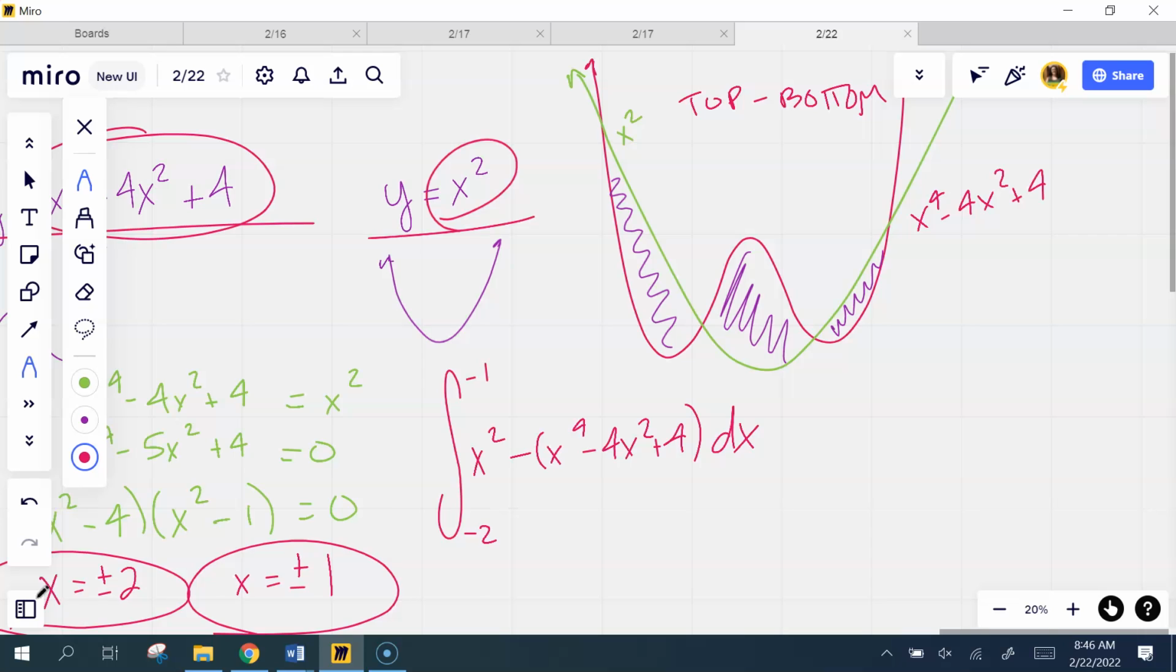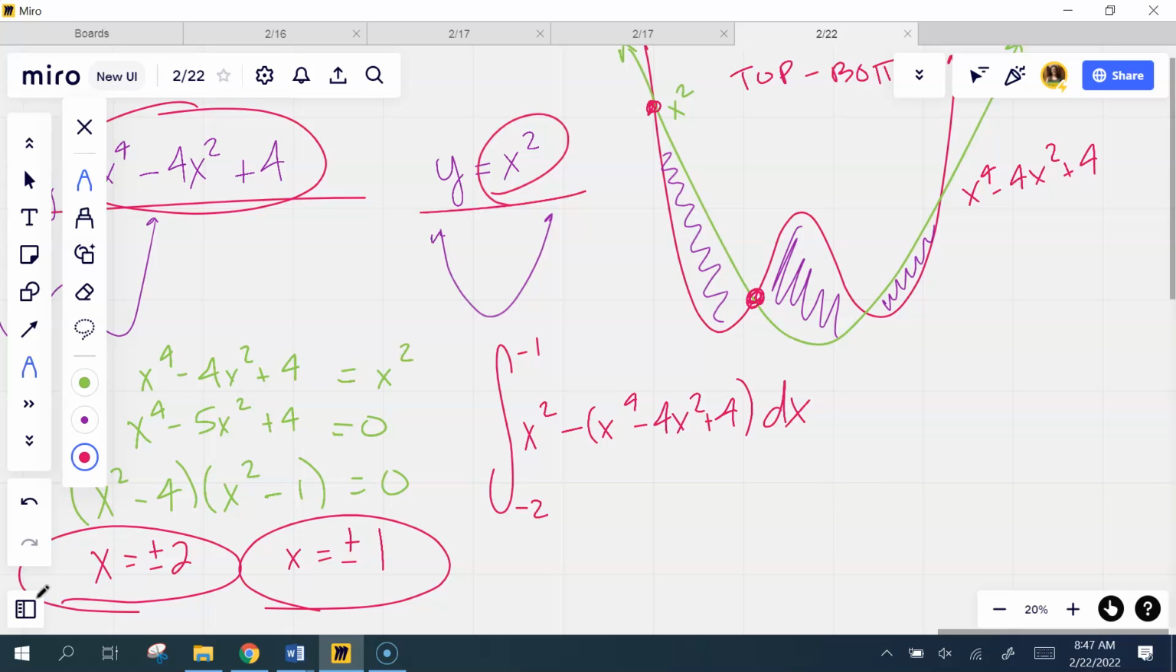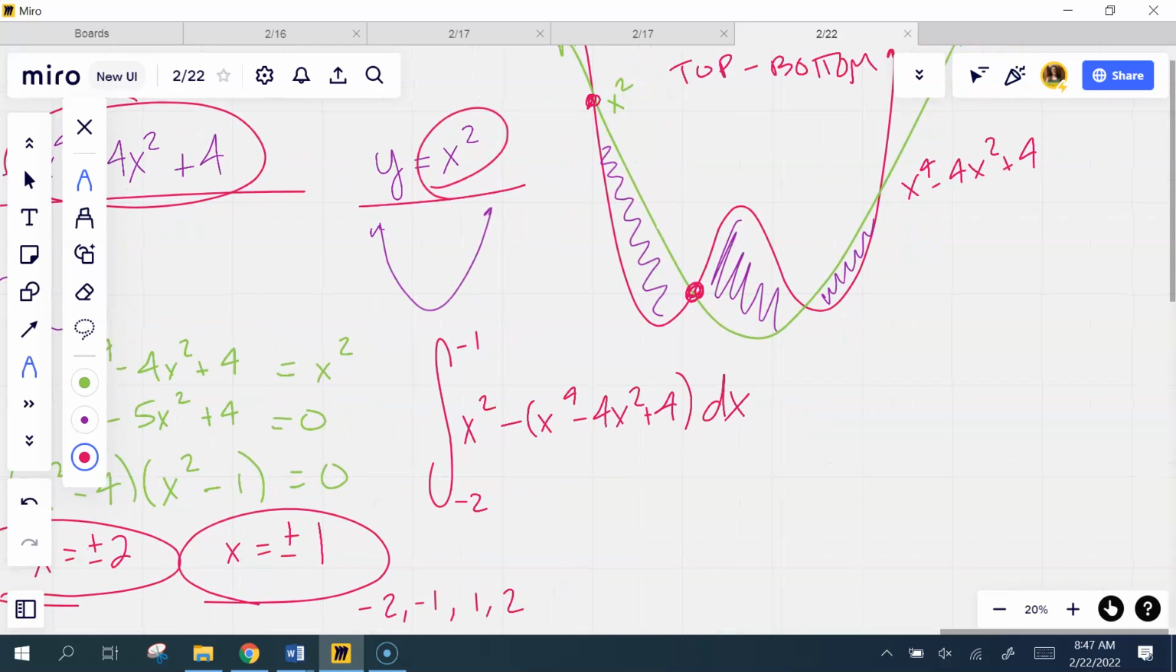So to find that very first purple area, I'm going to do the green, which is x squared, minus the pink, but I need to know these bounds. Well, this is why I solved it, right? And I only need the x value. Well, if I know that my x is -2, +2, -1, +1, let me put them in order. That's the order they must happen when they intersect, right? This must be -2. This must be -1. This must be 1. This must be 2. Does that make sense on how I determine that? Yep.